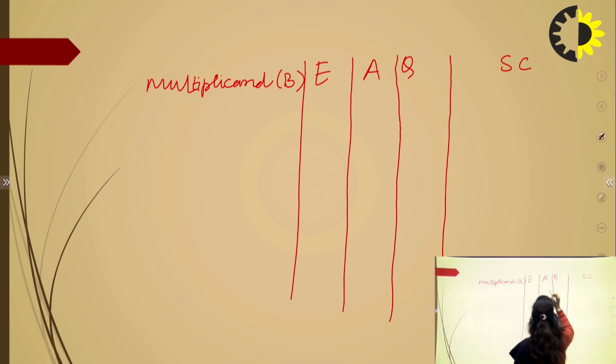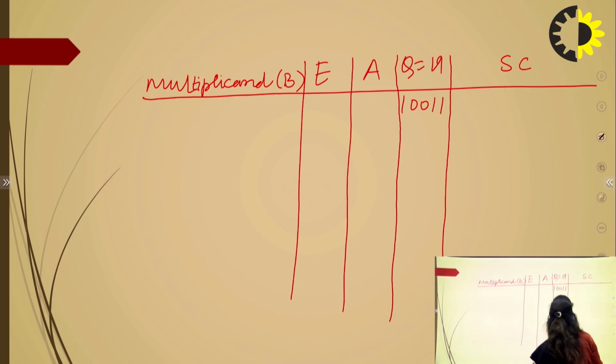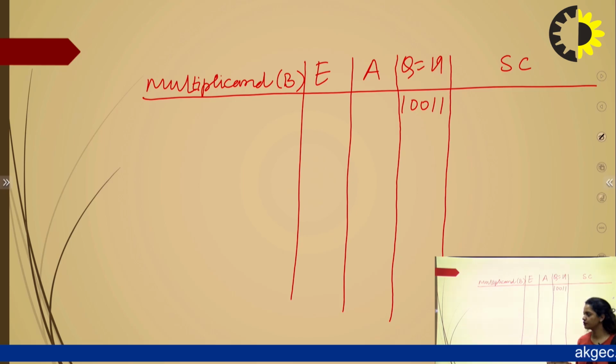So E is our flip-flop holding only 1 bit inside it, and A is the accumulator holding the number of bits similar to the number of bits present in our multiplier. Here Q is the multiplier, which will hold the value 19, and the binary equivalent of 19 is 10011. And the sequence counter: what value will be held inside it? It depends totally on the number of bits, the size of this multiplier. So here we have 1, 2, 3, 4, 5 bits.